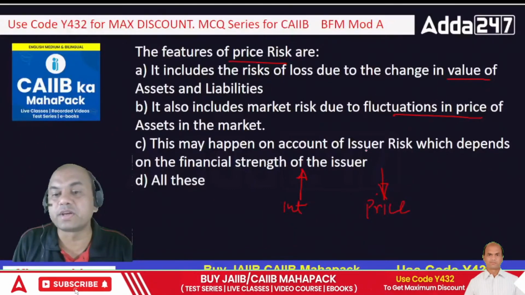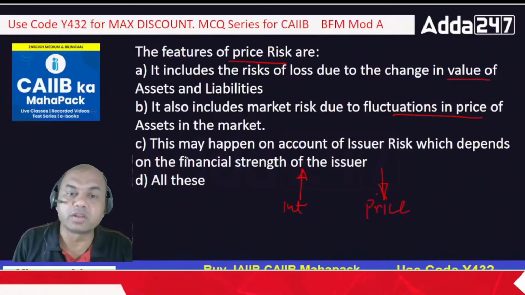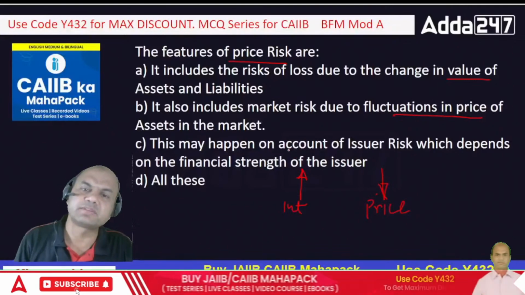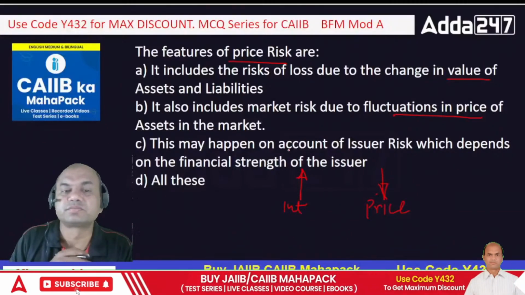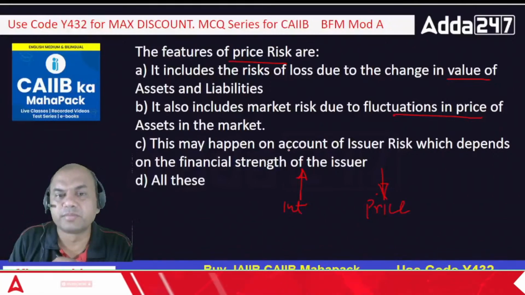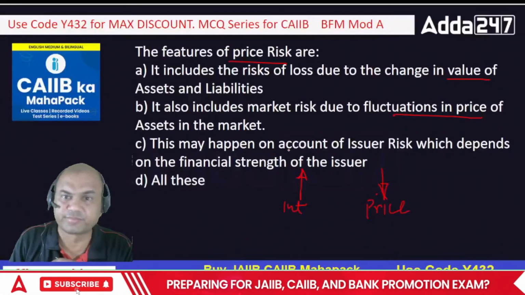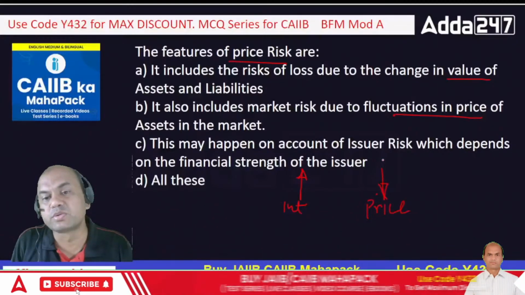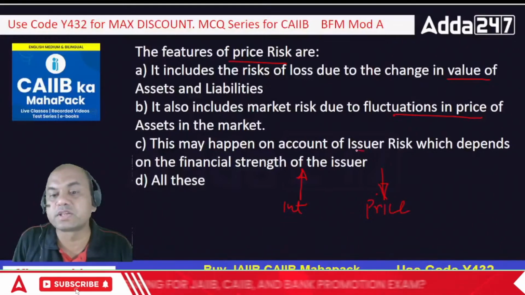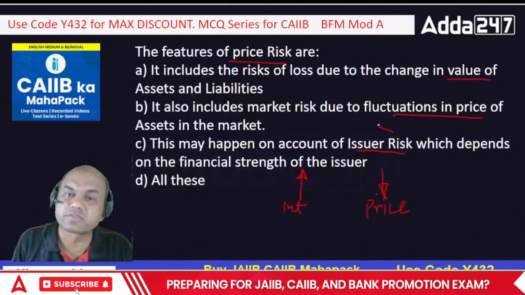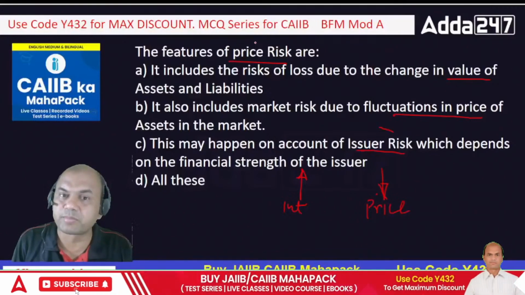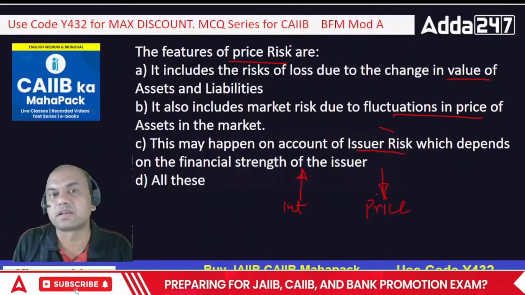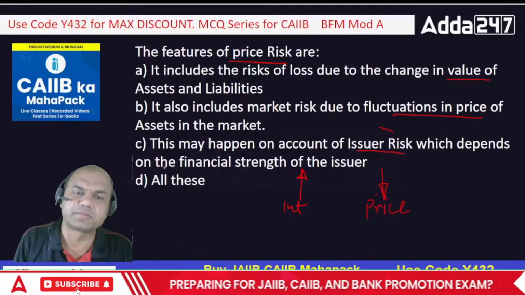This may happen on account of issuer risk, which depends on the financial strength of the issuer. So can this happen? Yeah. This may happen on account of issuer risk. Issuer means the one who has issued it. So the point over here is, if the issuer defaults, definitely the price risk is there. For example, let me give you an example.